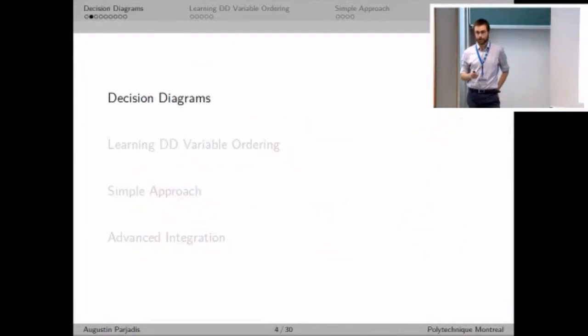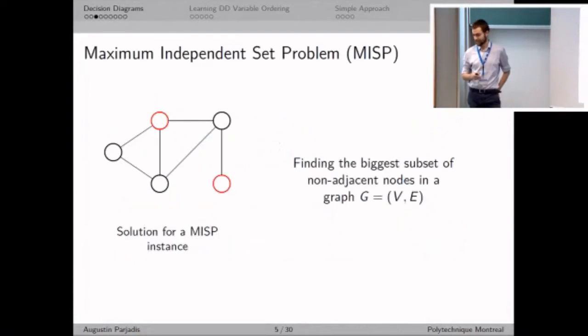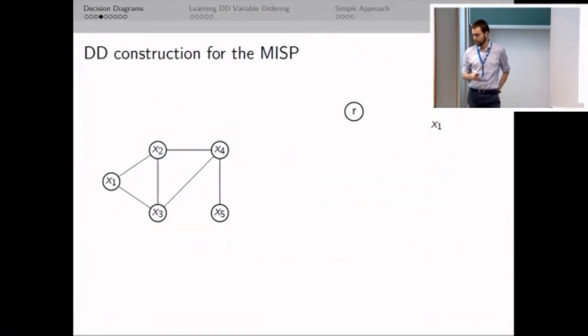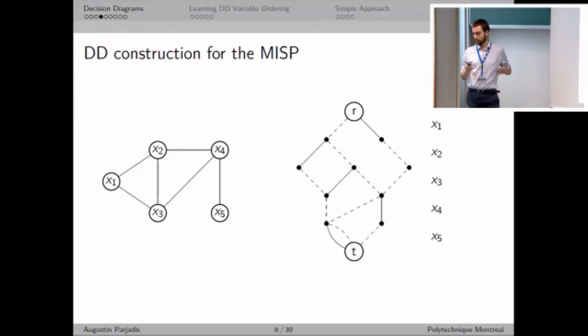I'll be very quick on decision diagrams because a lot has already been presented on DDs for optimization. Here I'll be interested in the maximum independent set problem: given a graph, we're trying to find a subset of non-adjacent nodes of maximum size. I won't go into detail on how to build a decision diagram for such a problem, but you can compile a decision diagram by taking the variables of the problem one by one.